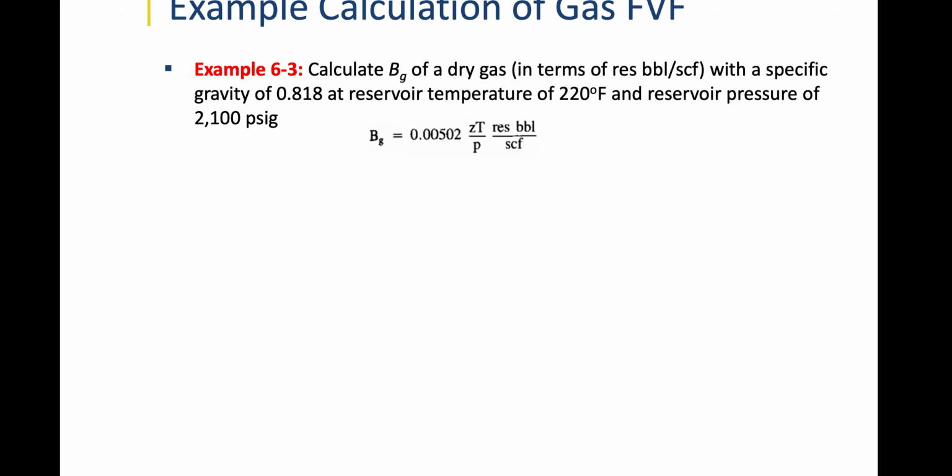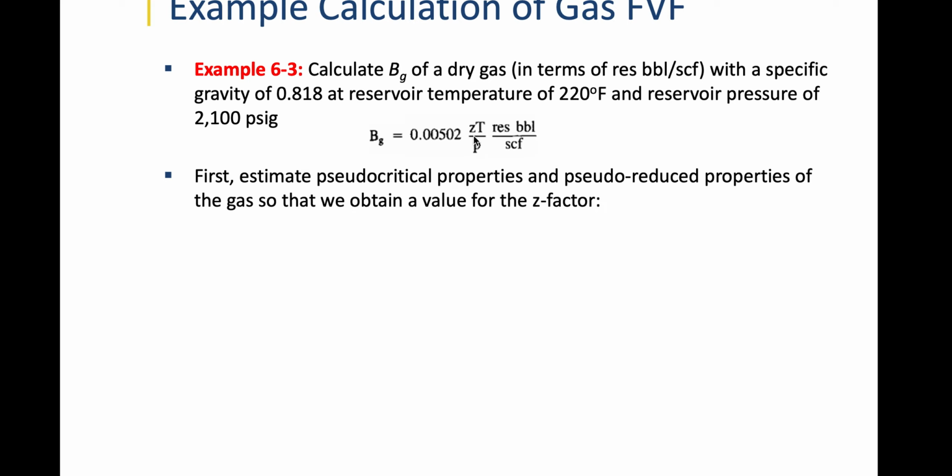So the first step is to write the equation. Since the question says the BG needs to be reported in reservoir barrel per standard cubic feet, the BG becomes 0.00502 ZT over P. The temperature is given 220. Remember, we need to add 460 to convert that to Rankine. The pressure is given in PSIG 2100, so we need to add 14.7 to convert that to PSIA. So the only unknown is the Z value. Okay.